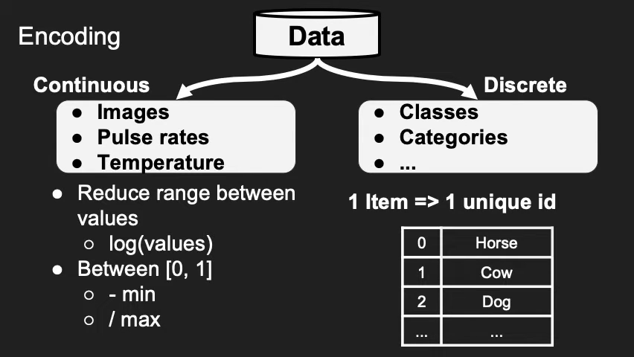And you can also scale them between 0 and 1. So this is one method for doing it. You subtract the mean and divide by the max. Then you also have another category of data called the discrete category, and this is everything like classes, categories, and everything that's basically discrete. And in that case, you just associate one unique ID or number to that category. For example, here you have different animals, and each animal is associated to one single unique number.